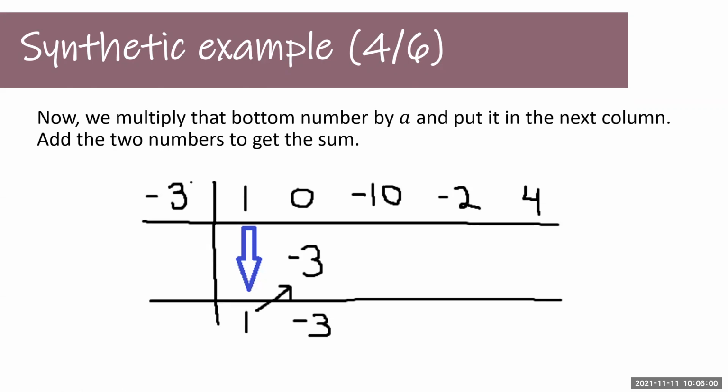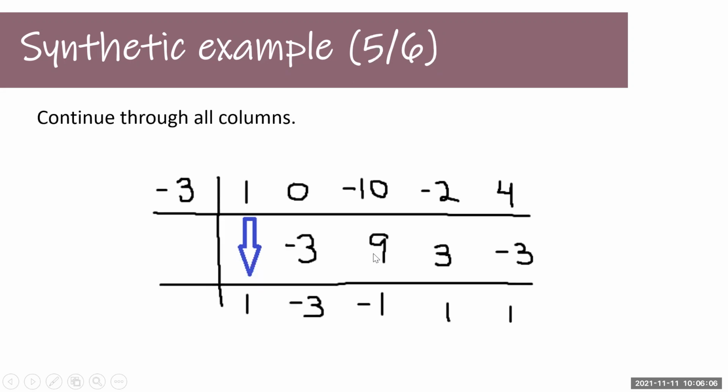And we're going to do that again. Negative 3 times negative 3 is going to give us 9. So we're going to write 9 right here. And when we write 9 right here, negative 10 plus 9 is going to give us negative 1. And we do it again. Negative 3 times negative 1 is positive 3. We write it right here. Negative 2 plus 3 is 1. We do it again. Negative 3 times 1 is negative 3. 4 plus negative 3 is 1.